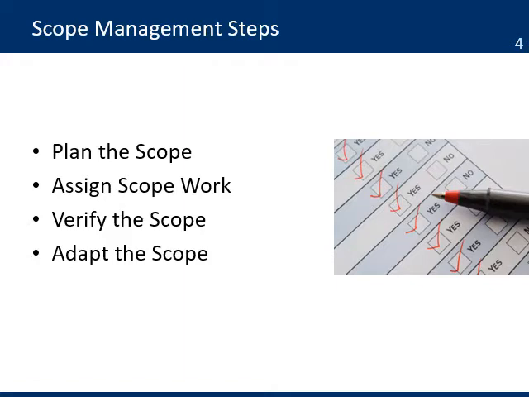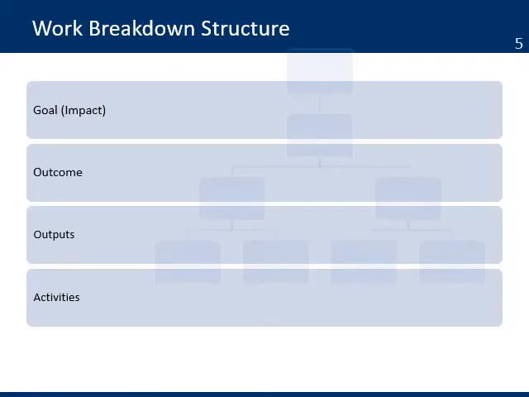These are the 4 steps needed to manage the scope. You need to plan the scope and define all the work to complete the project. Then, you need to assign the scope work to your team and assign responsibilities to complete the work on all the deliverables. Then you need to verify the scope to ensure it follows the plan and adapt the scope plan if there are any changes or opportunities to improve the project for the next cycle.